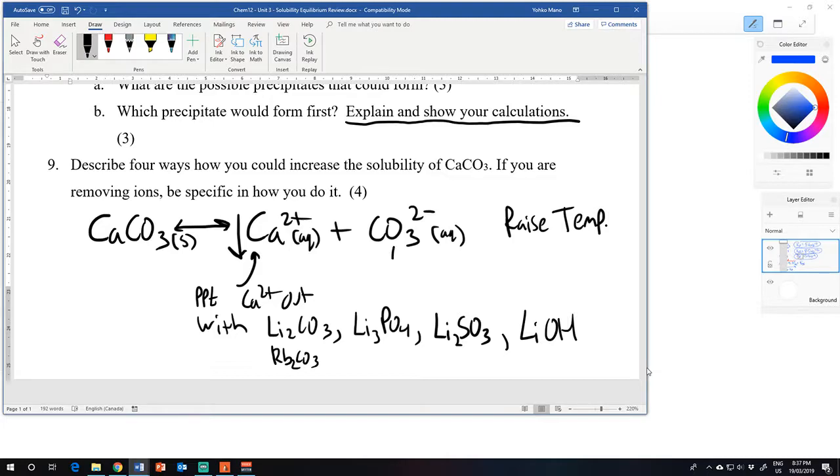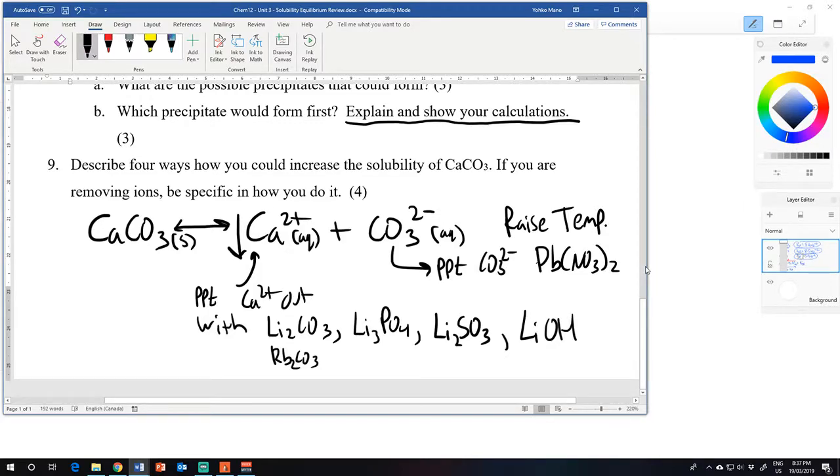Similarly, you can do the same thing with this one. You could say you can precipitate the carbonate out with, I don't know, lead nitrate. Not the best idea because lead's dangerous. Lead nitrate would work. Copper nitrate, strontium nitrate, basically any metal nitrate that's not an alkali metal will precipitate the carbonate out.